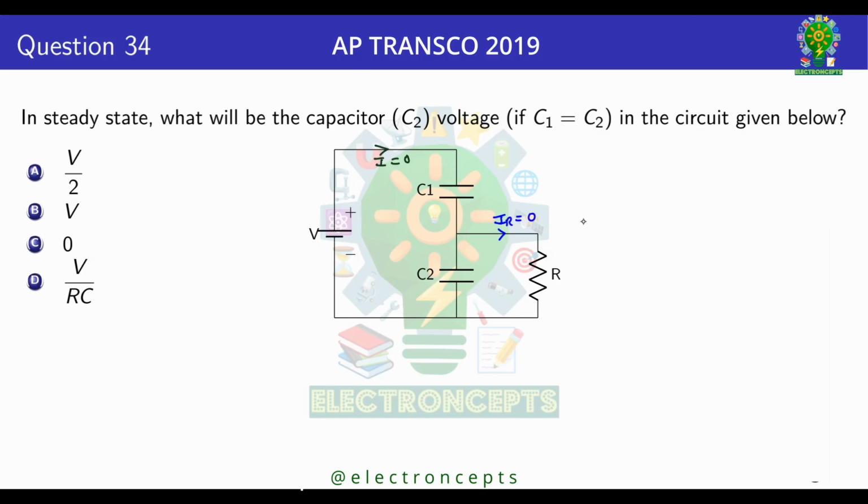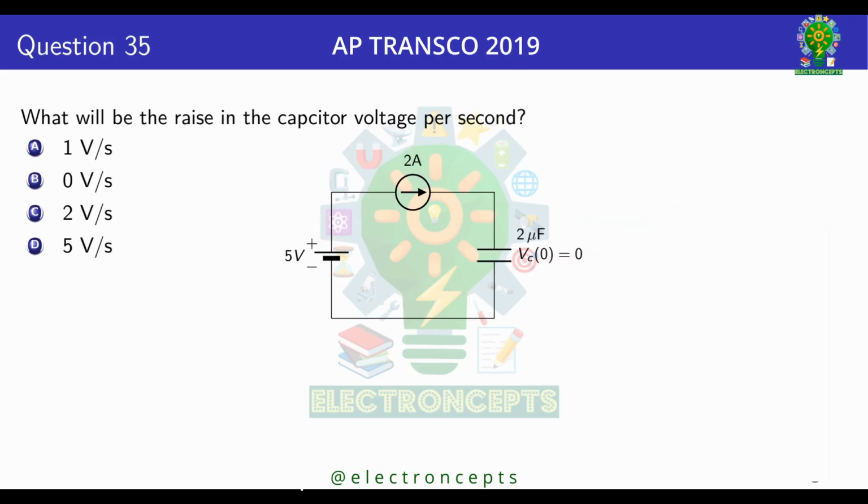From Ohm's law, we can say that voltage across resistor VR is equal to IR into R. Since IR is equal to 0, voltage across resistor VR is also equal to 0. The capacitor C2 voltage will be equal to resistor voltage as they are in parallel. Therefore, we can say that capacitor C2 voltage is equal to 0. Option C is correct.